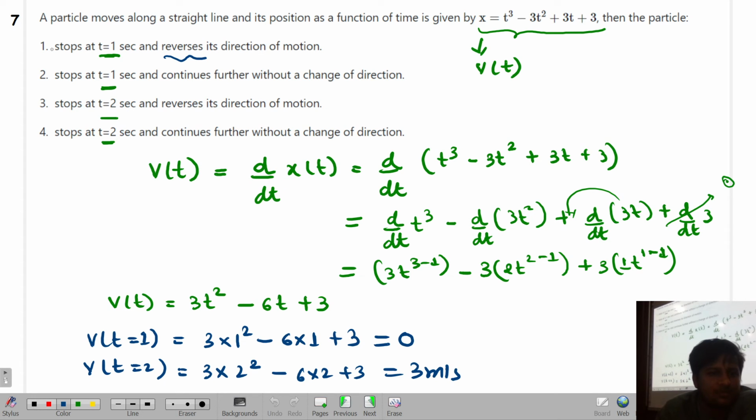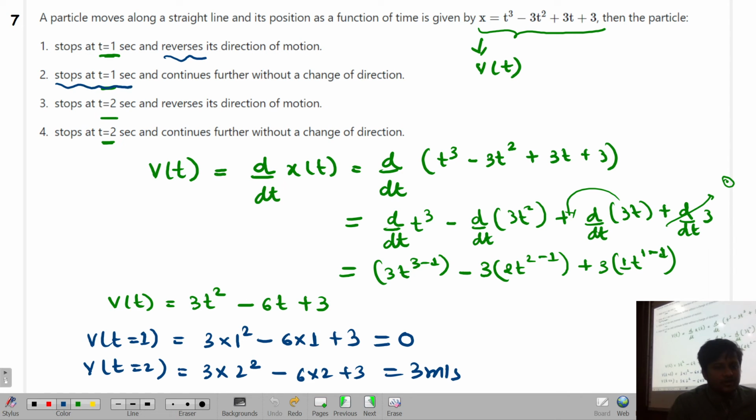So that means what? Particle, if you see option 1, what is written: stops at t is equal to 1 second and reverses its direction of motion. Is it correct or not? Yes, the answer is correct. Why? Because when you observe at t is equal to 2 second, the velocity of the particle does not reverse its direction of motion. Here the velocity of the particle is what? Positive.